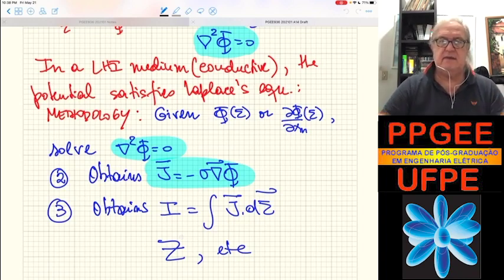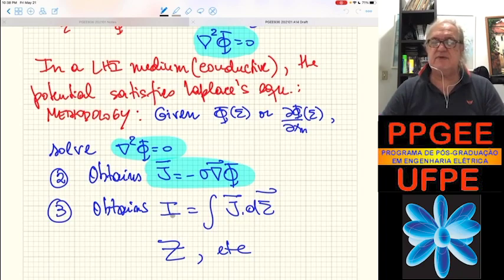So, what are the boundary conditions that we use in different situations?